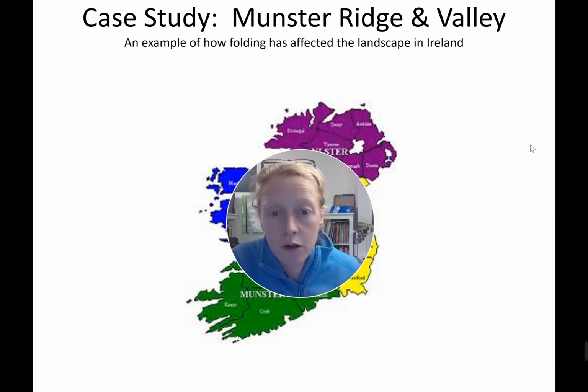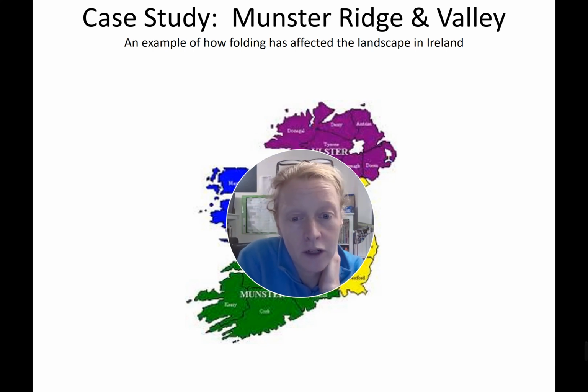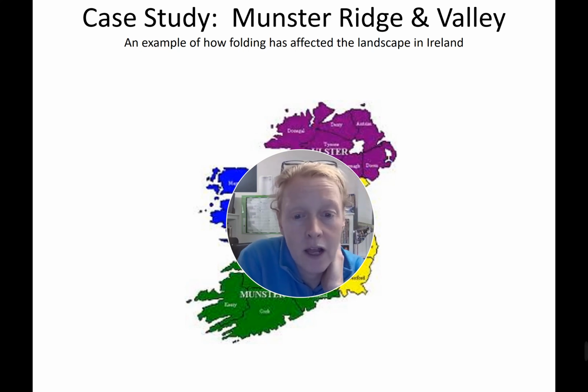We are looking at our first case study for fold mountains. So we're finished with types of folding and how fold mountains occur. We looked at the distribution of fold mountains in Ireland, and now what you need to do is look at the impact of folding on the landscape.